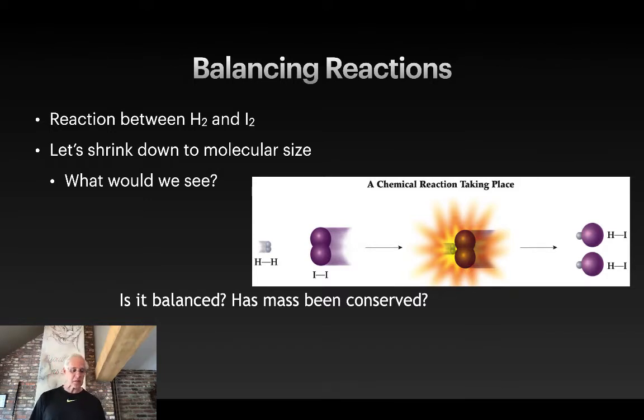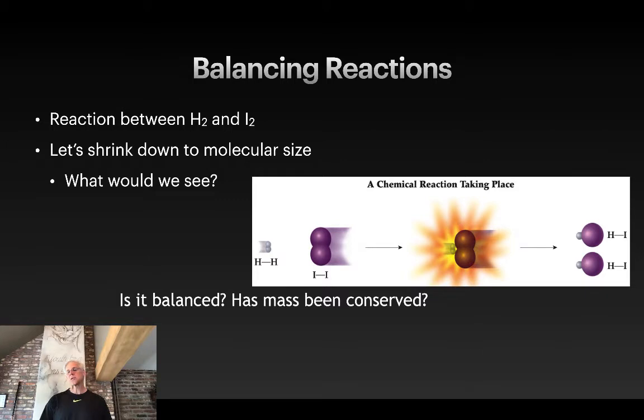So the question we want to ask ourselves is: is this reaction balanced as we have it written, and has mass been conserved? Well, if we take a look at what we have in that picture between H2 and I2, we've got two hydrogen atoms in the H2. We've got two iodine atoms in the I2. We see those two species colliding right there. And then we still have two hydrogen atoms. They're separated, but we still have two hydrogen atoms, and we still have two iodine atoms. And so we have, in fact, conserved mass, and that means that our reaction is in fact balanced.